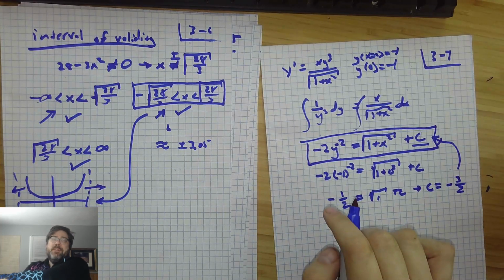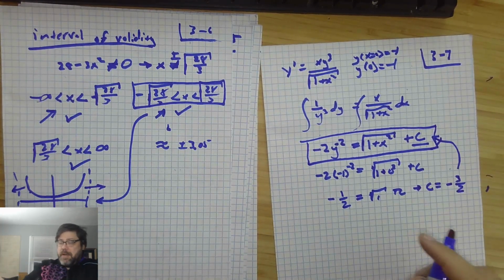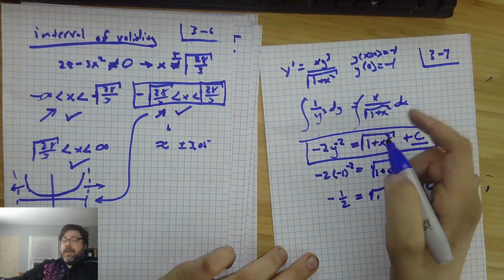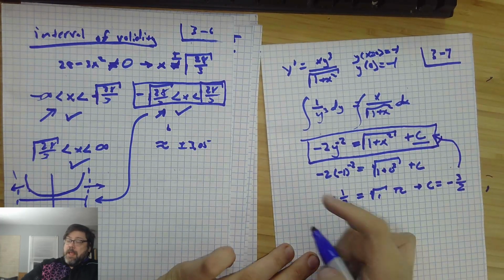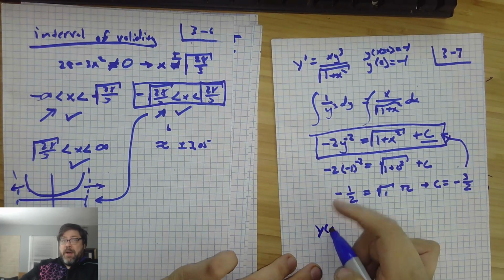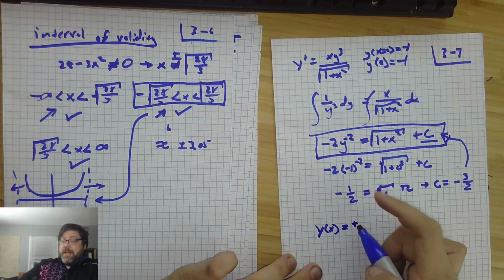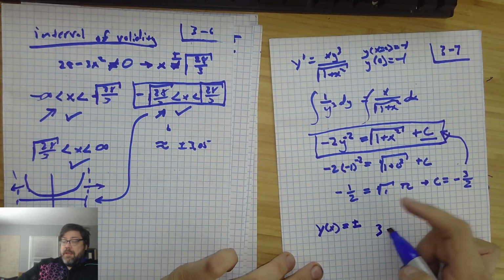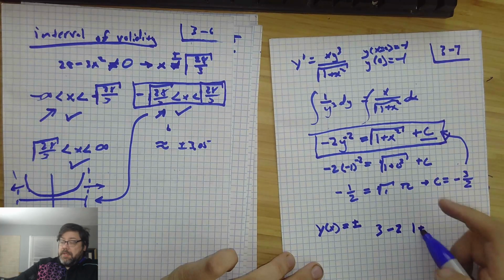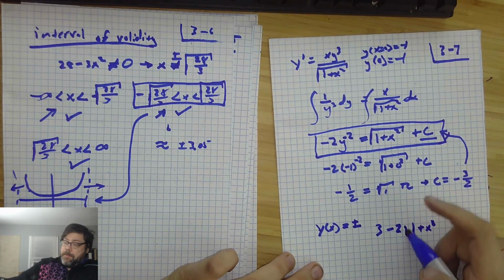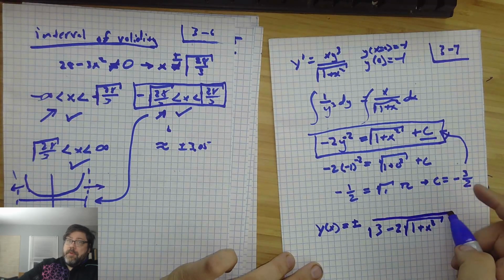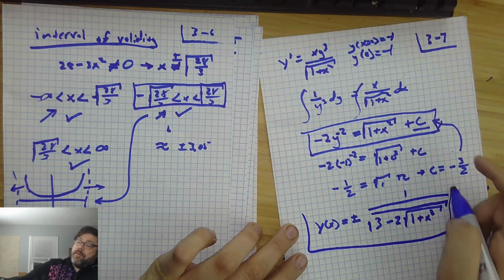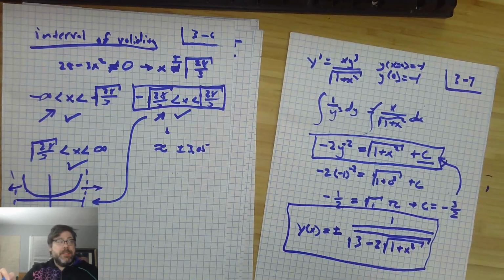Once I have that implicit solution, then I can solve, right? So I'm just going to solve this by moving the 2 over, inverting it, taking the square root. And so I'll get the explicit solution of y of x equals plus or minus, because I'm taking the square root, of 3 minus 2, 1 plus x squared, and 1. So this would be my explicit solution.